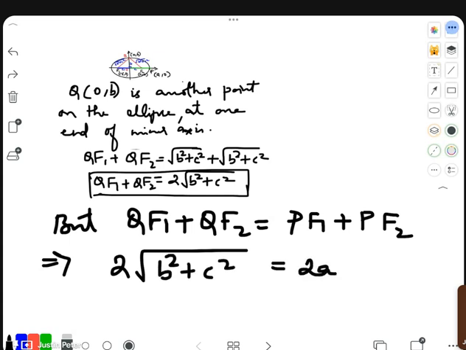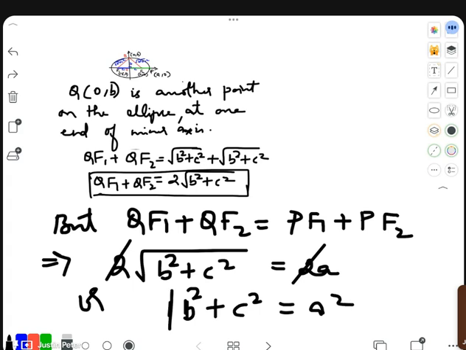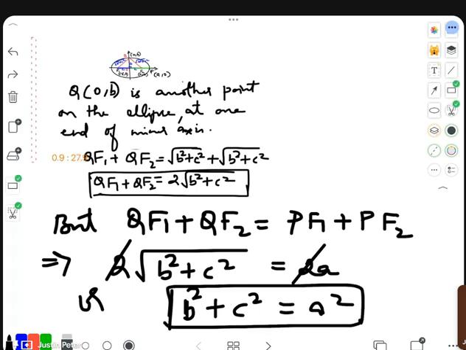Can we square both the sides? A square equal to B square plus C square. Yes, it is equal to A square. Correct. Got it, guys? Is this clear?